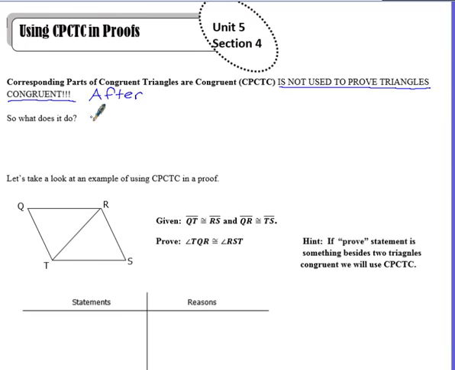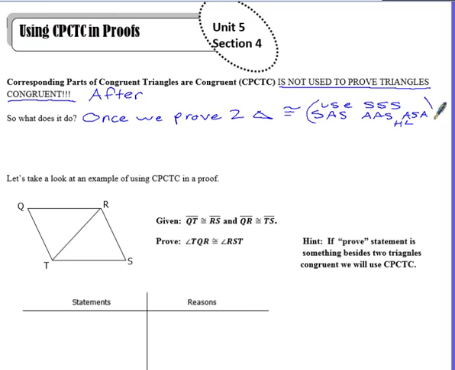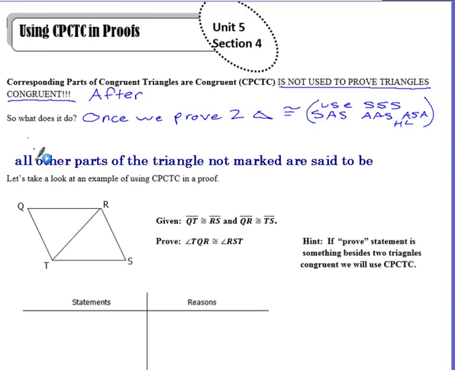So, what exactly does this do? Once we prove two triangles congruent, and that's where we're either going to use a side, side, side, angle, side, angle, angle, angle, side, angle, or a hypotenuse, leg. So once one of those things occurs, what can we do? Well, all other parts that are not marked on the triangle, we can then say are congruent. So let's take a look at what exactly this looks like and how we use CPCTC in a proof.